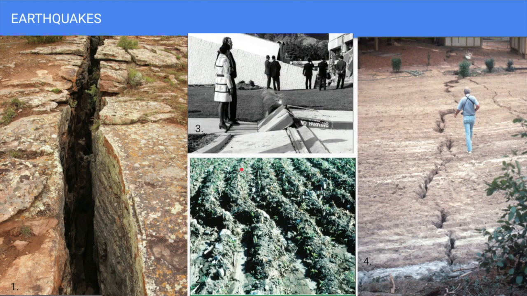In picture 1, this is what happened. This is what an earthquake created. It created a crack in the middle of the earth following an earthquake. This was in Utah. In picture number 2, we see what was caused after an earthquake in 1976.